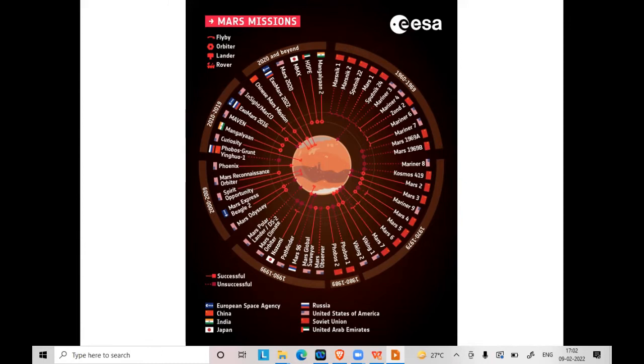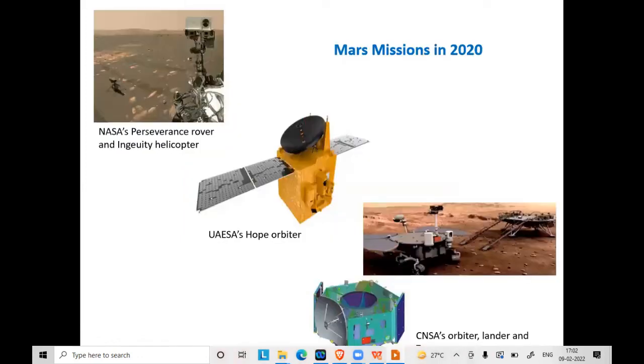And last year, 2020, was very interesting because we had 3 Mars missions. There was NASA's Perseverance rover and Ingenuity helicopter. Then the United Arab Emirates' agency launched the Hope orbiter mission. And then even the Chinese space agency had their orbiter, lander, and a rover. All 3 missions were successful.